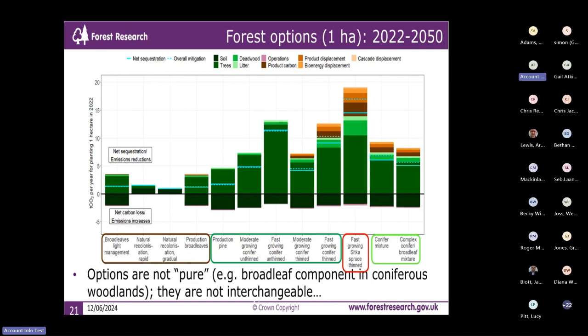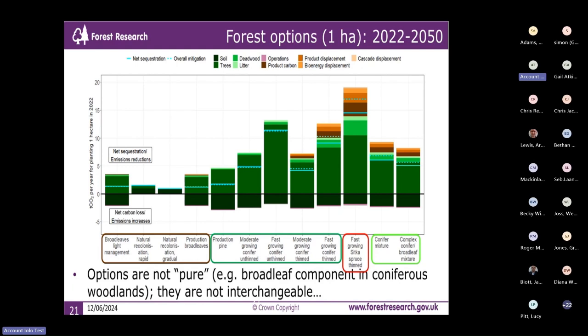And what I think you can see is they're all pretty good, but actually there's some quite interesting stuff going on. You've actually got losses of soil carbon initially in many of these options, but that's more than compensated for in most of the options by carbon sequestered in the trees. It's important to mention that the countries wanted these to not be pure options. They wanted them to be consistent with the UK Forestry Standard. So even the coniferous options can include areas of broadleaf woodland. So they're not absolutely pure, but the labels tell you what the different options are emphasizing.